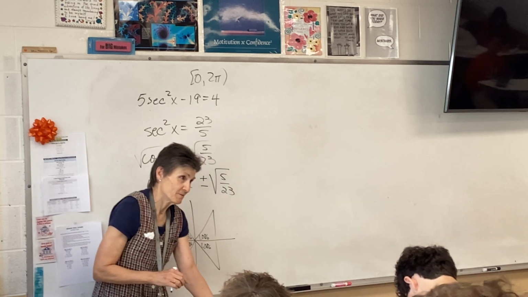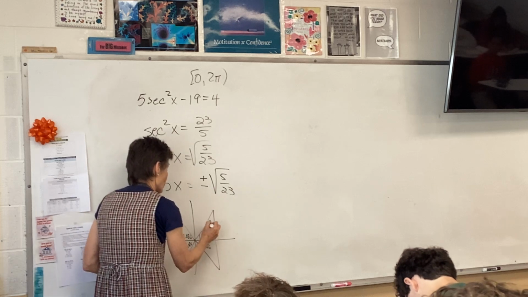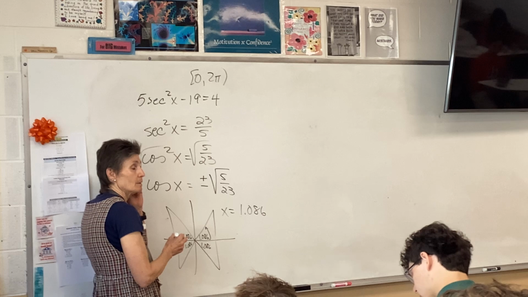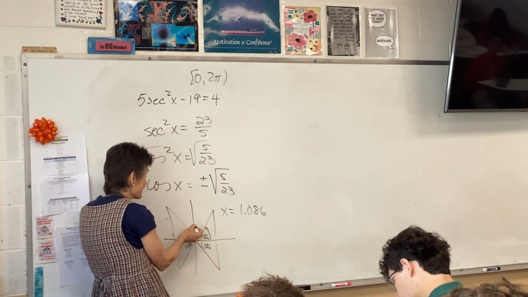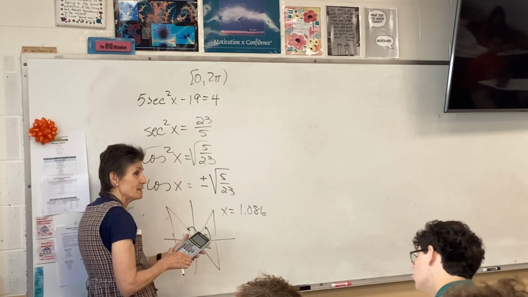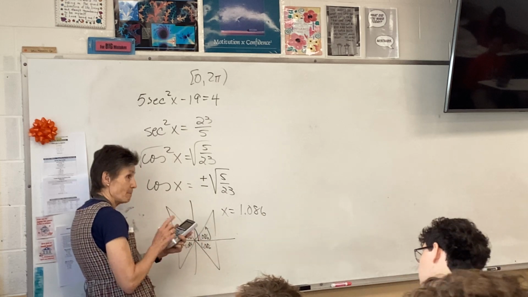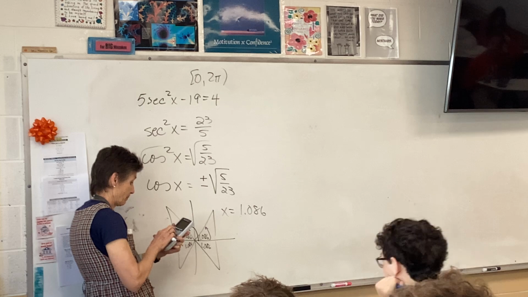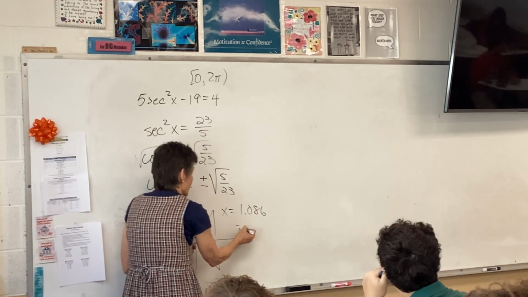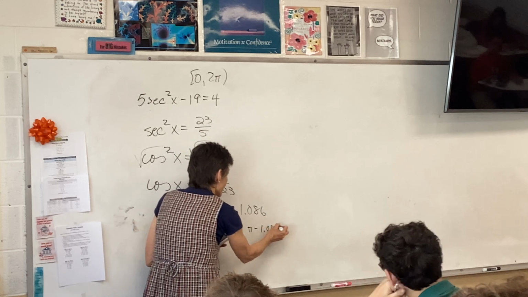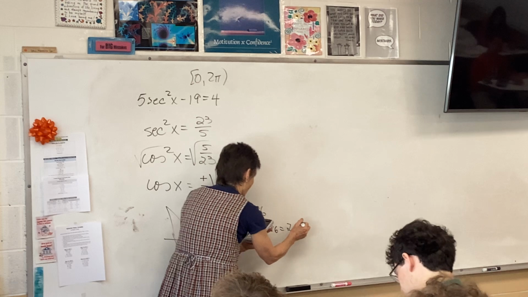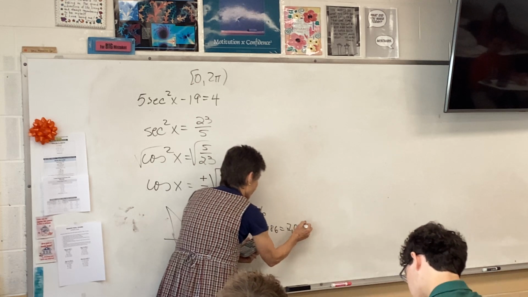Okay, so now what are my answers? I have 4 of them, and the first one is 1.086. But now, how will I find the second one? That's the one over here in the second quadrant. That will be pi minus that. So pi minus 1.086, which is 2.056.